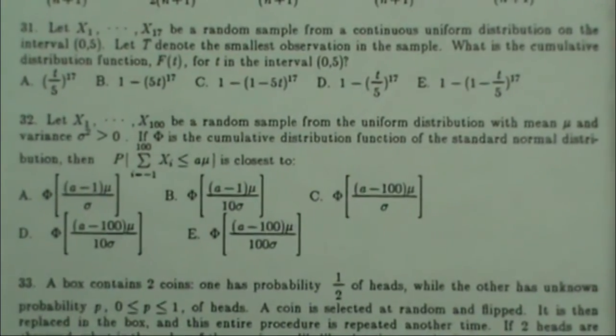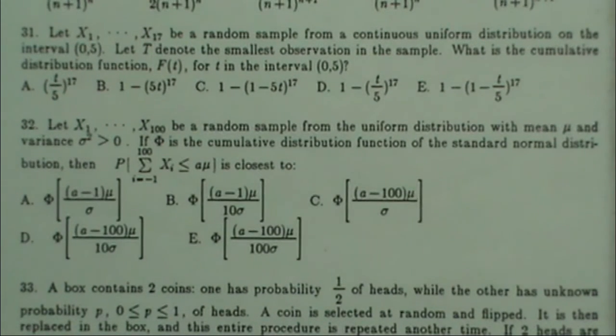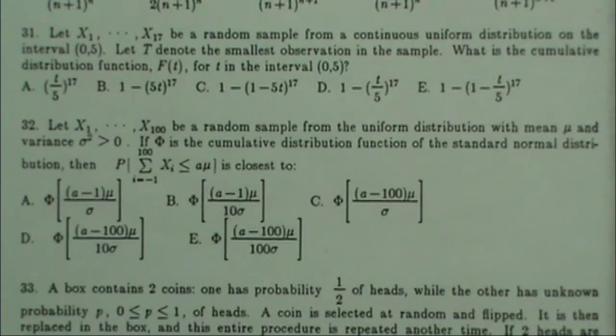Number 32. Let x1 through x100 be a random sample from the uniform distribution with mean mu and variance sigma squared. If phi is the cumulative distribution function of the standard normal distribution, then what is the probability that the sum from 1 to 100 of the xi is less than or equal to a times mu closest to?